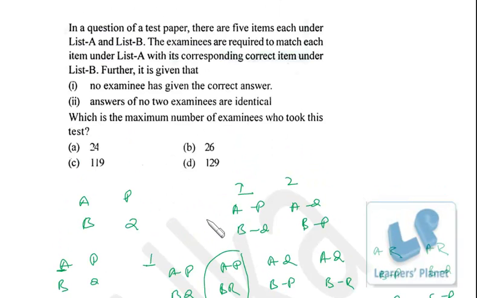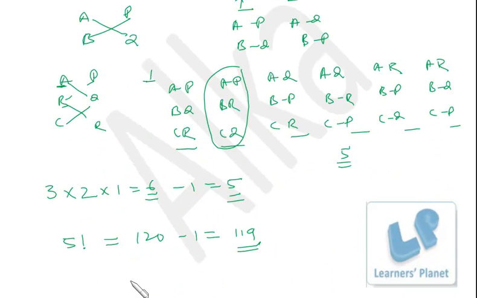Okay, so that's very simple. I have given the example of 2 questions, that means 2 matches. I have taken the example of 3 matches, and then we generalize that for 5 matches, right? Any number of matches can be done this way.